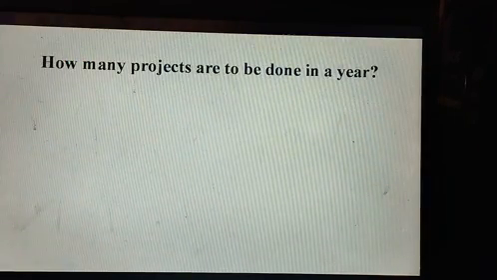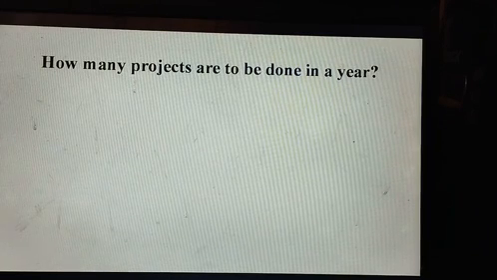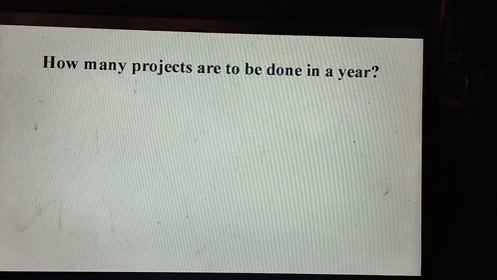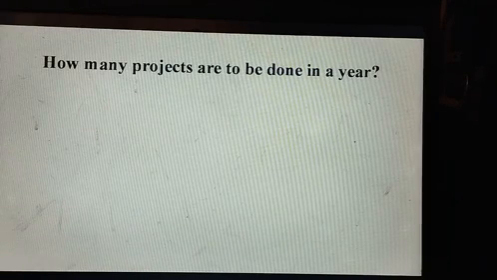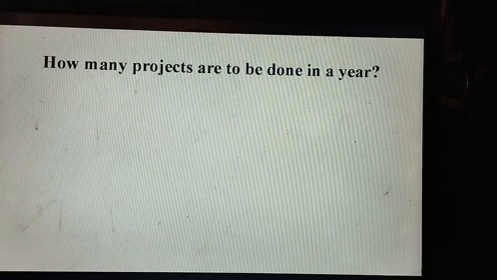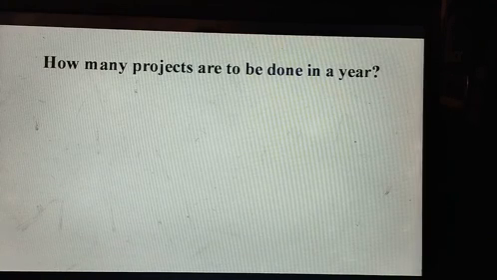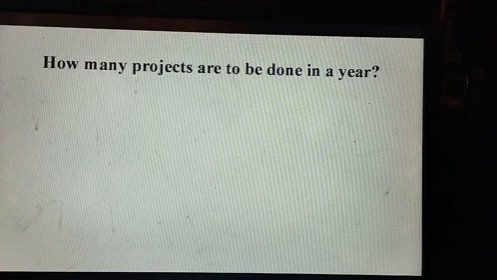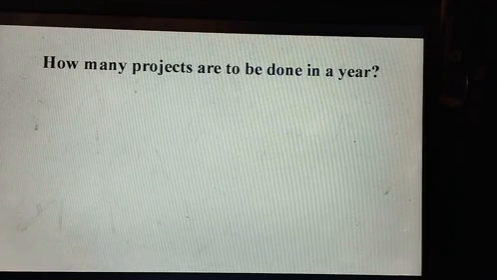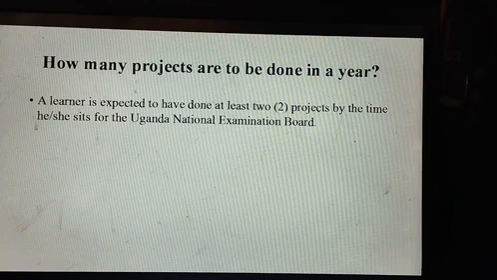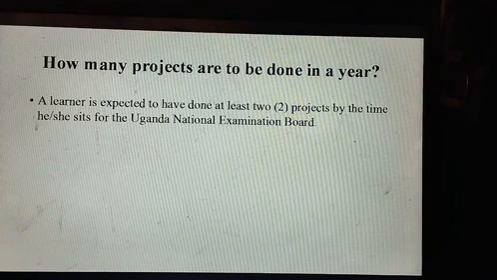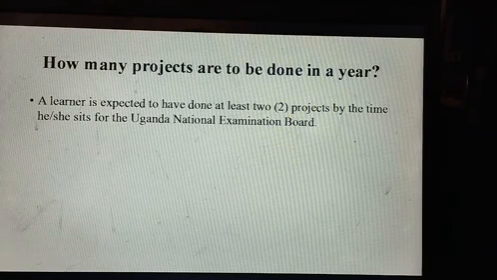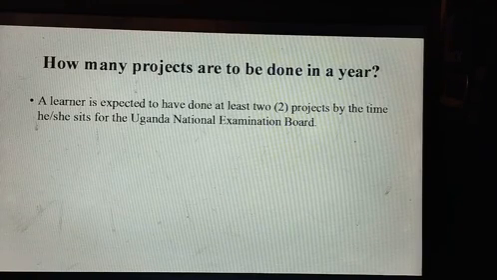So let us continue with how many projects are to be done in a year. How many projects are to be done in a year? In other words, before the student sits for UNEB, he or she must have worked out how many projects. A learner is expected to have done at least 2 projects by the time he or she sits for the Uganda National Examinations Board.